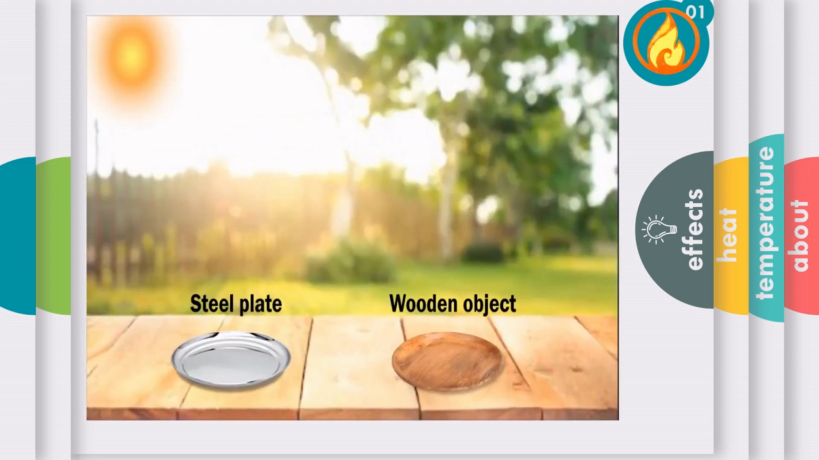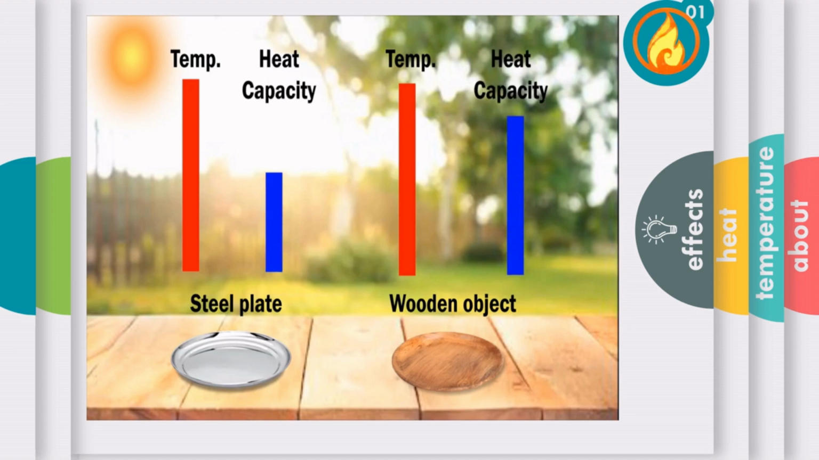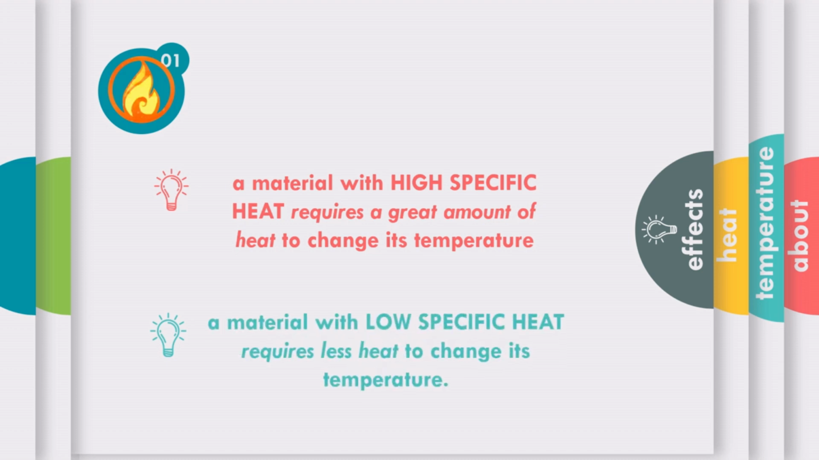Another example. If you keep a steel plate and a wooden plate in sunlight, you will notice that the steel plate's temperature will rise very fast, whereas the wooden plate's temperature will rise slowly. This happens because the heat capacity of a wooden plate is more compared to a steel plate. Remember, a material with high specific heat requires a great amount of heat to change its temperature, and a material with low specific heat requires less heat to change its temperature.